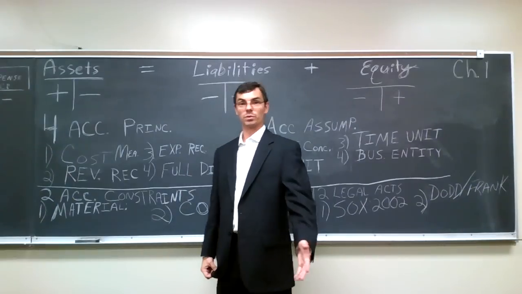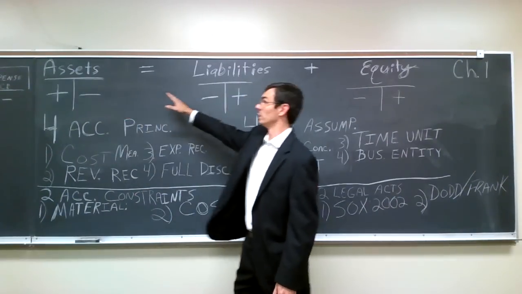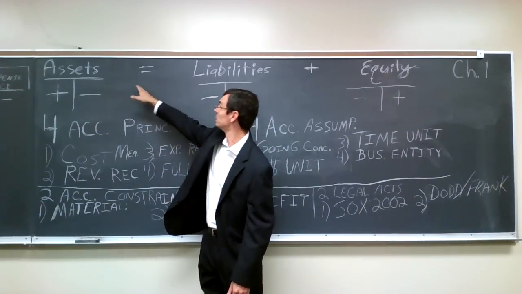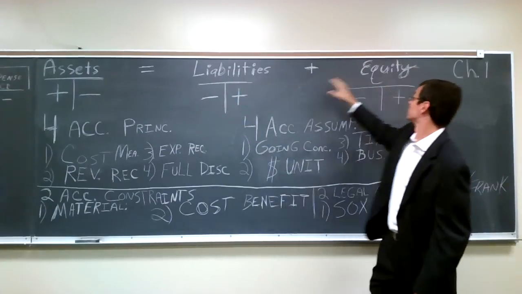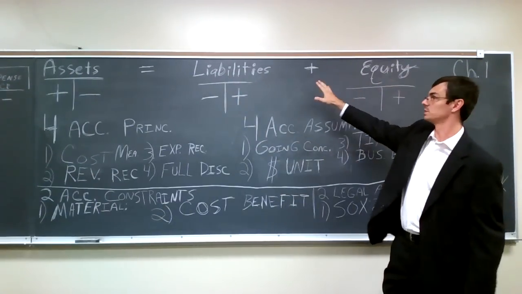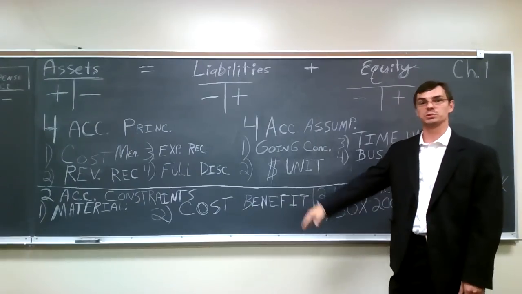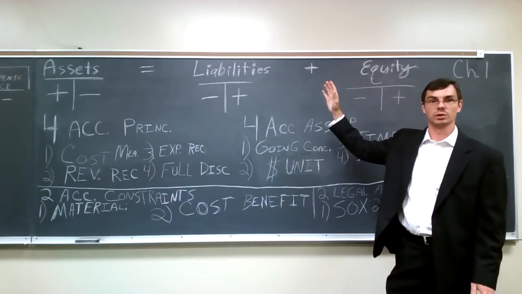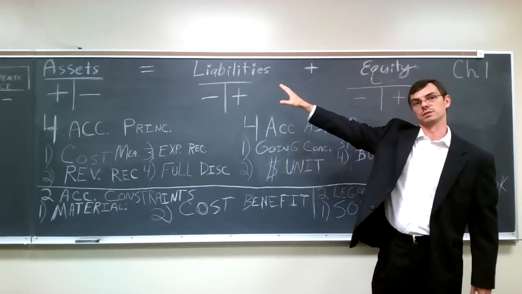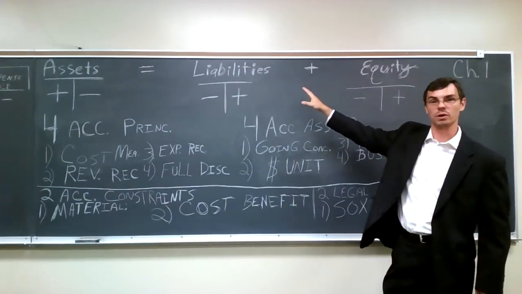All right, so the first one we're going to start with is the accounting equation, which is assets equal liabilities plus equity. This is the foundation of accounting. Everything you do from here all the way up to the 600 level graduate courses will involve this. So it is important that you learn this part.